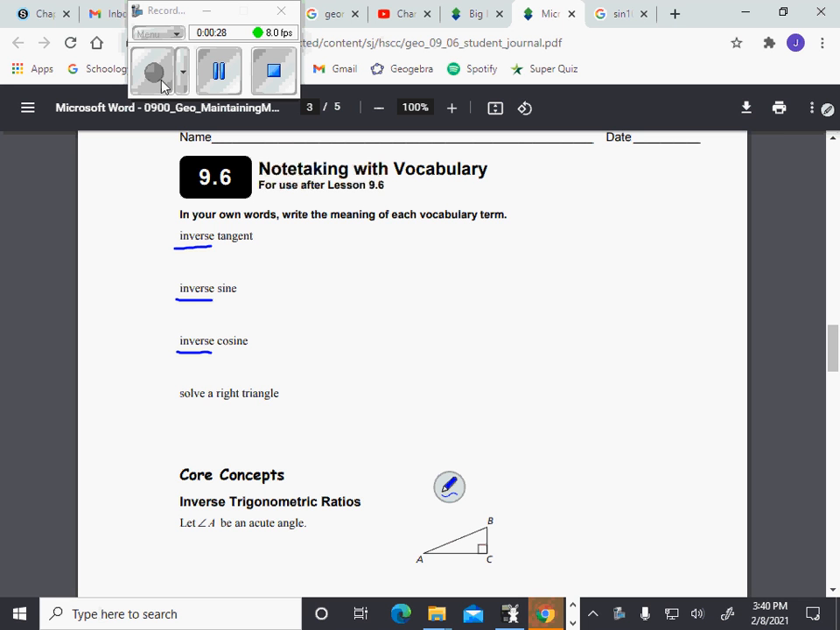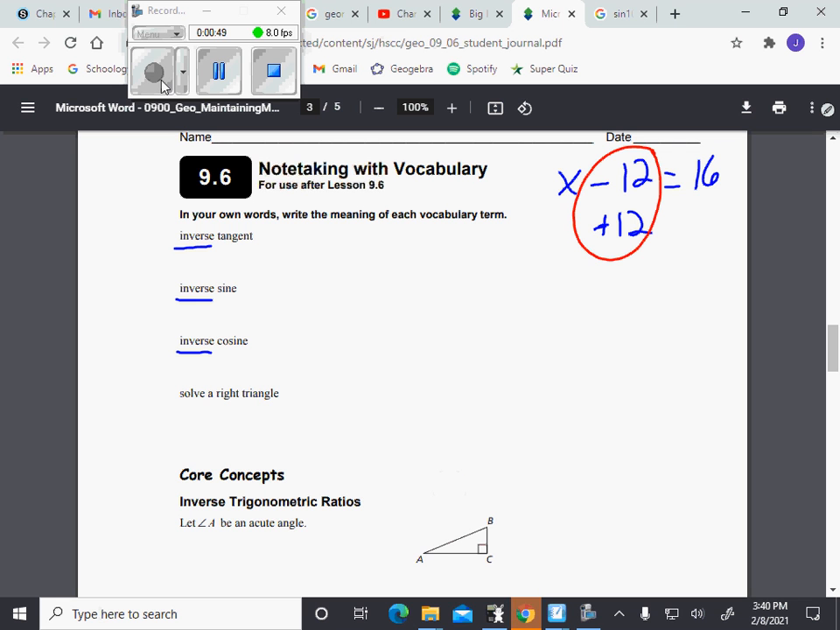Back in algebra, we'd have an equation like this, right? X minus 12 is equal to 16. You'd have to solve for x. And to solve for x, we'd actually take the inverse of this side, okay? The inverse. Negative 12 plus 12. It's like the opposite to solve for this equation. And that's what we're going to be working with today. We're going to be working with the inverse of all our sine, cosine, and tangent.